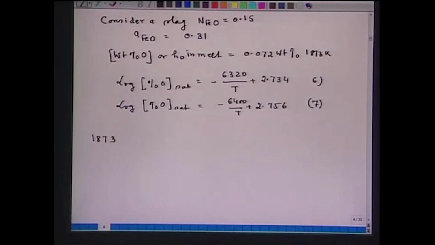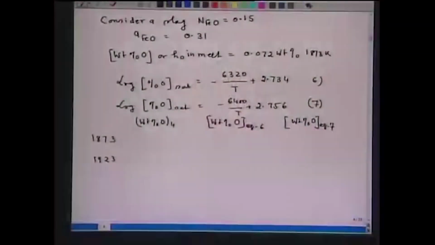So, I could come across some other sources. If I now calculate at 1873 and 1923, weight percent O from equation 4, weight percent O from equation 6, and weight percent O from equation 7. In all the cases, I assume the activity of FeO is equal to 1. For any other activity of FeO, that value can be multiplied by the value of activity, and you get the oxygen dissolved for that activity and at that particular temperature.